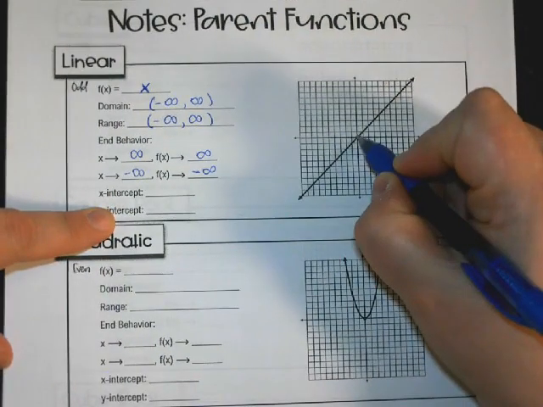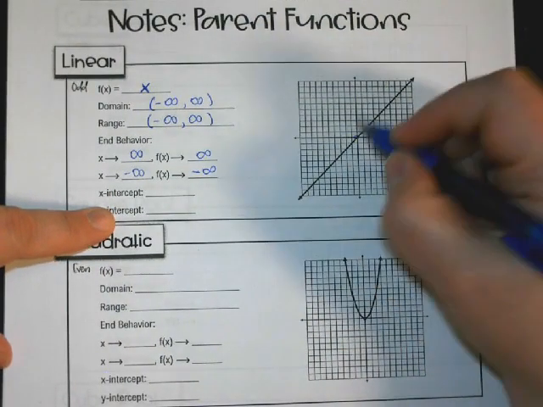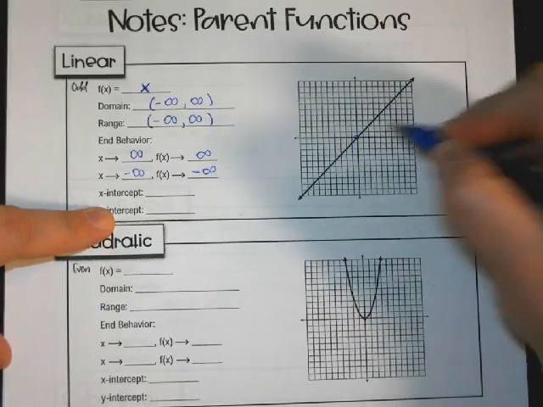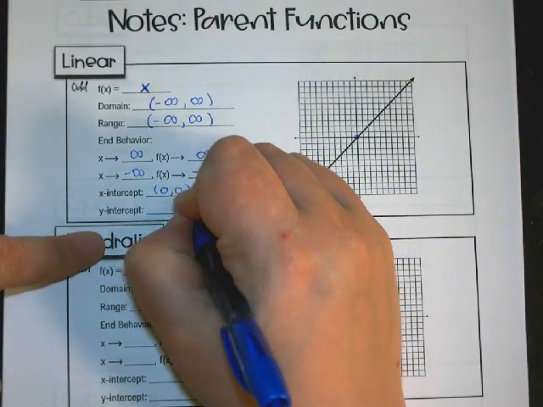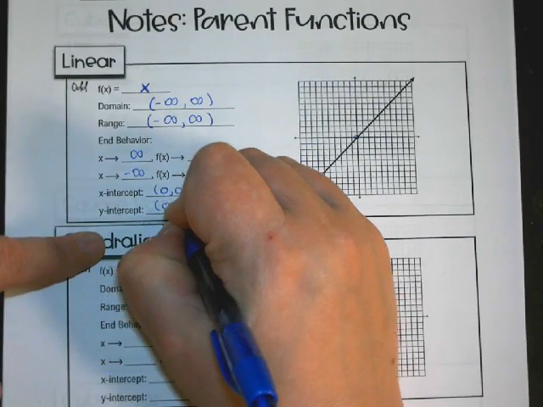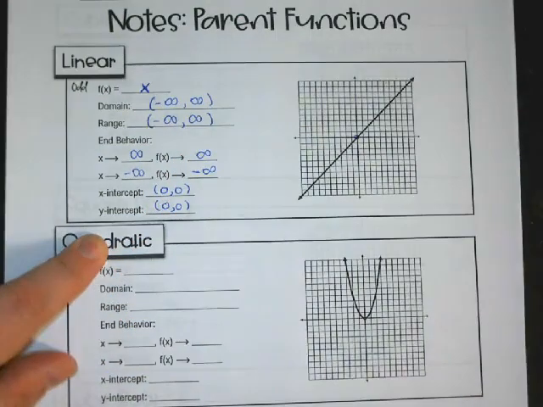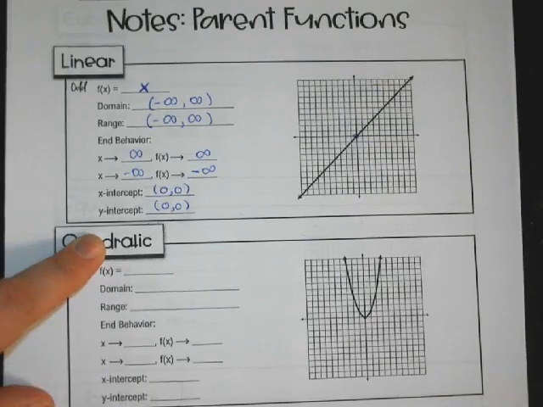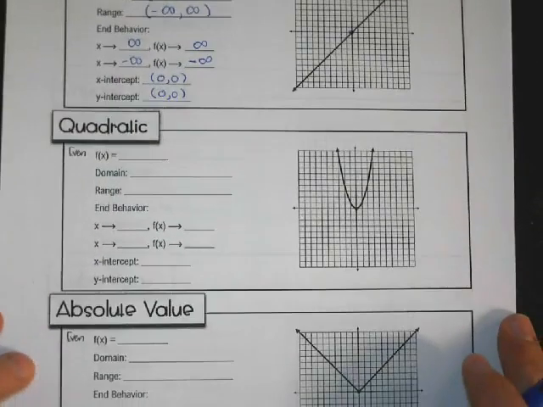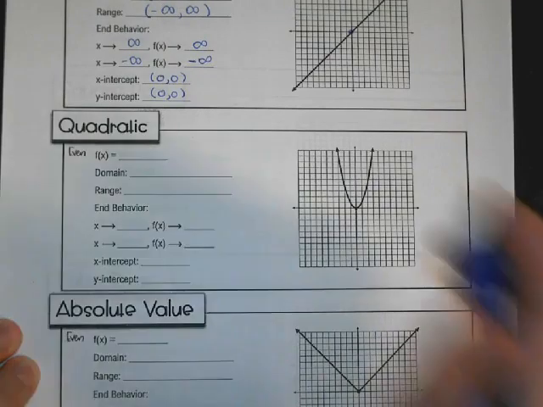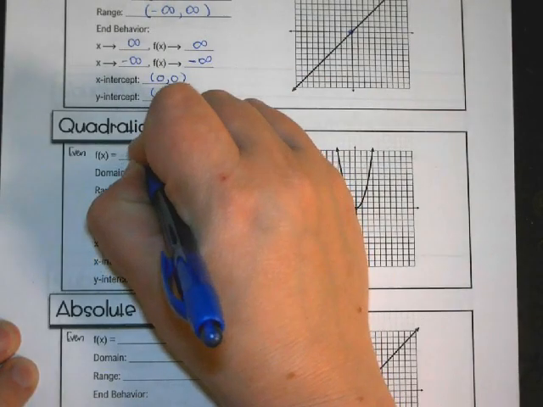It crosses both axes conveniently here at 0, 0. So our x-intercept is at 0, 0, and our y-intercept is also at 0, 0. We're going to go through the same process 8 more times. For quadratic, quadratic is what we're used to seeing as x squared.